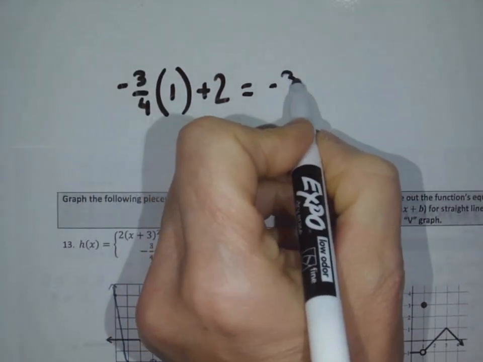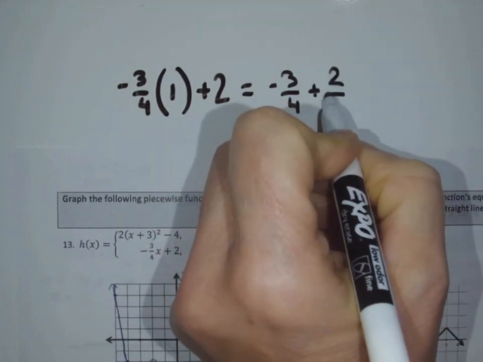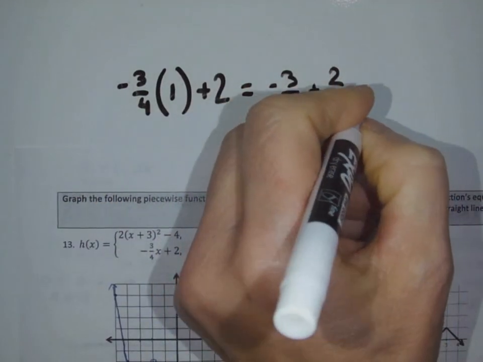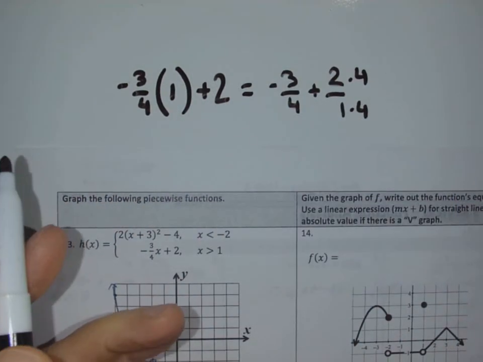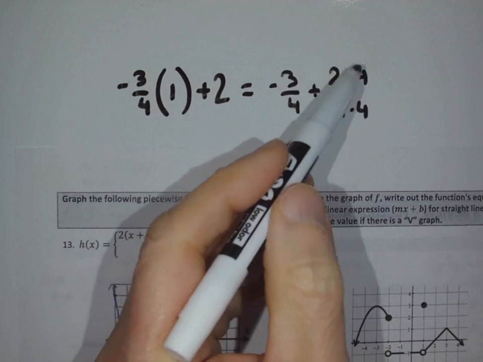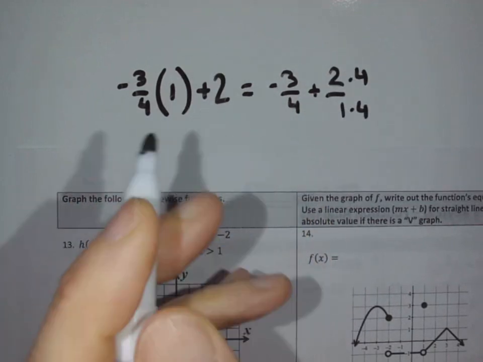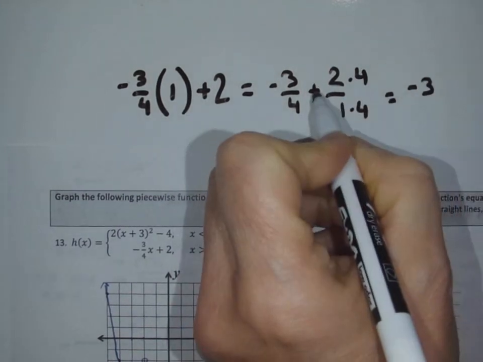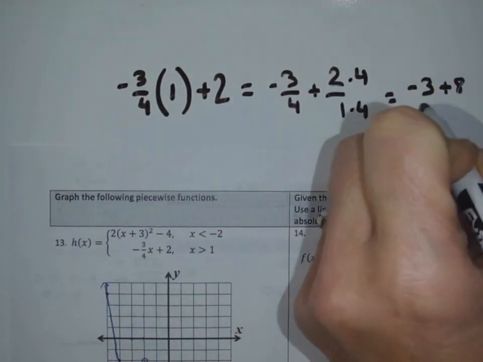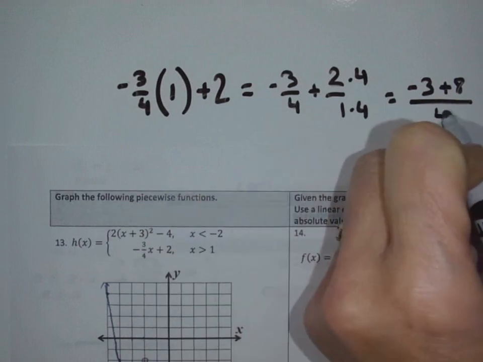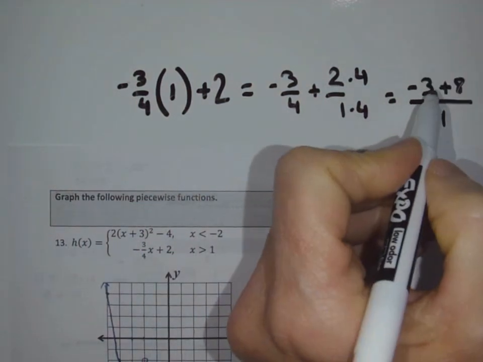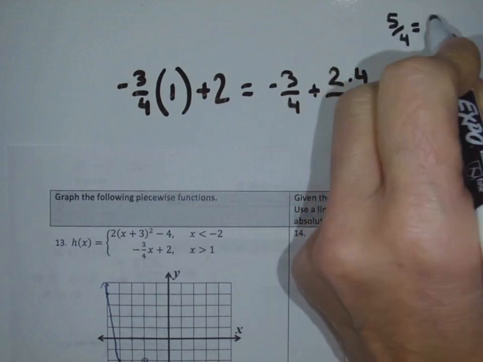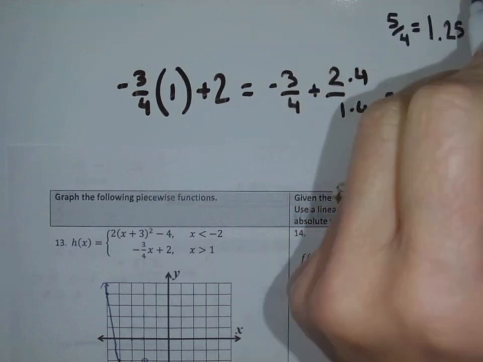So I have a negative 3/4 plus 2 over 1 because I need a common denominator, right, to be able to add fractions. So I need to multiply by 4, top and bottom, because multiplying by 4 over 4 is just like multiplying by 1, which doesn't change anything to our fraction. And so that would be negative 3 plus 2 times 4 is 8. And now I have a common denominator at the bottom, so I can just write it once. Negative 3 plus 8, that would be 5, and 5 over 4 is the same thing as 1.25.